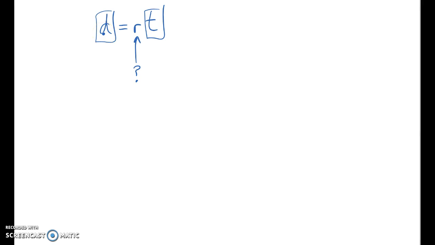So in this problem, we're given the distance. The distance is going to be equal to 60 miles. And the time is different. The time is either 3 hours or 6 hours, whether you're going upstream or downstream. What we don't know is the rate.